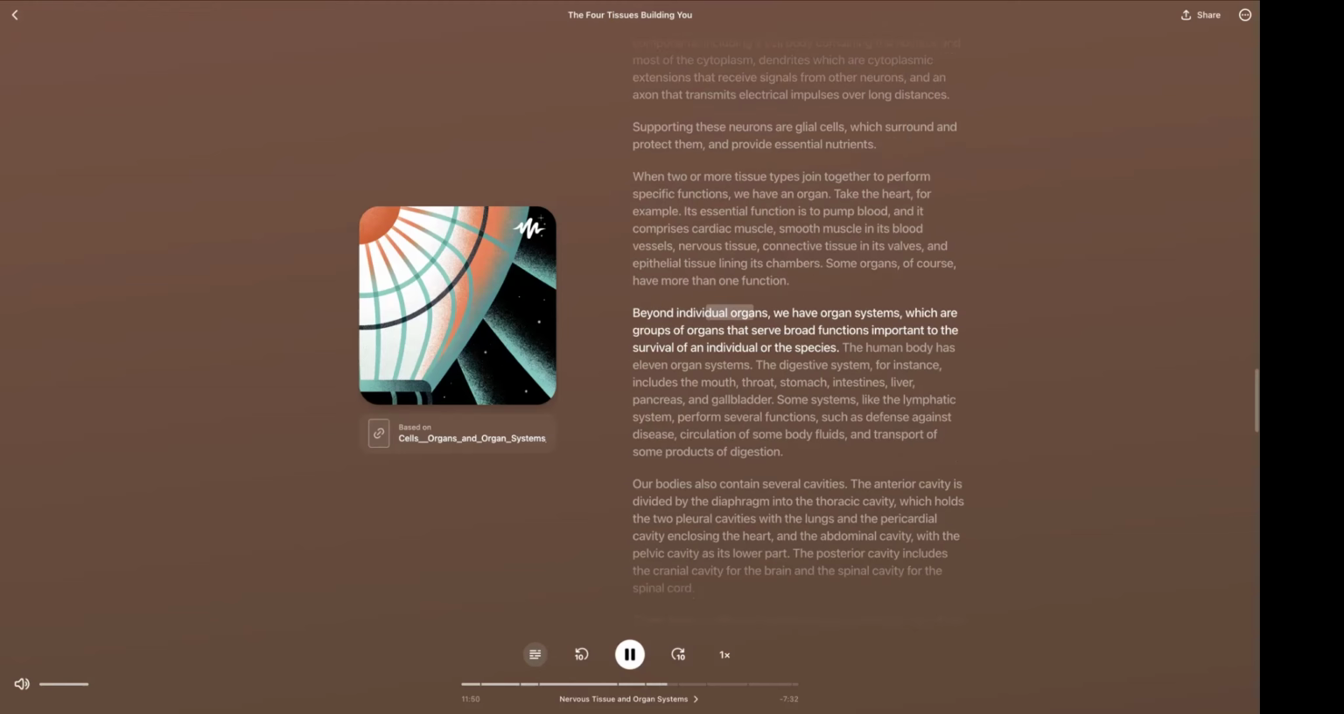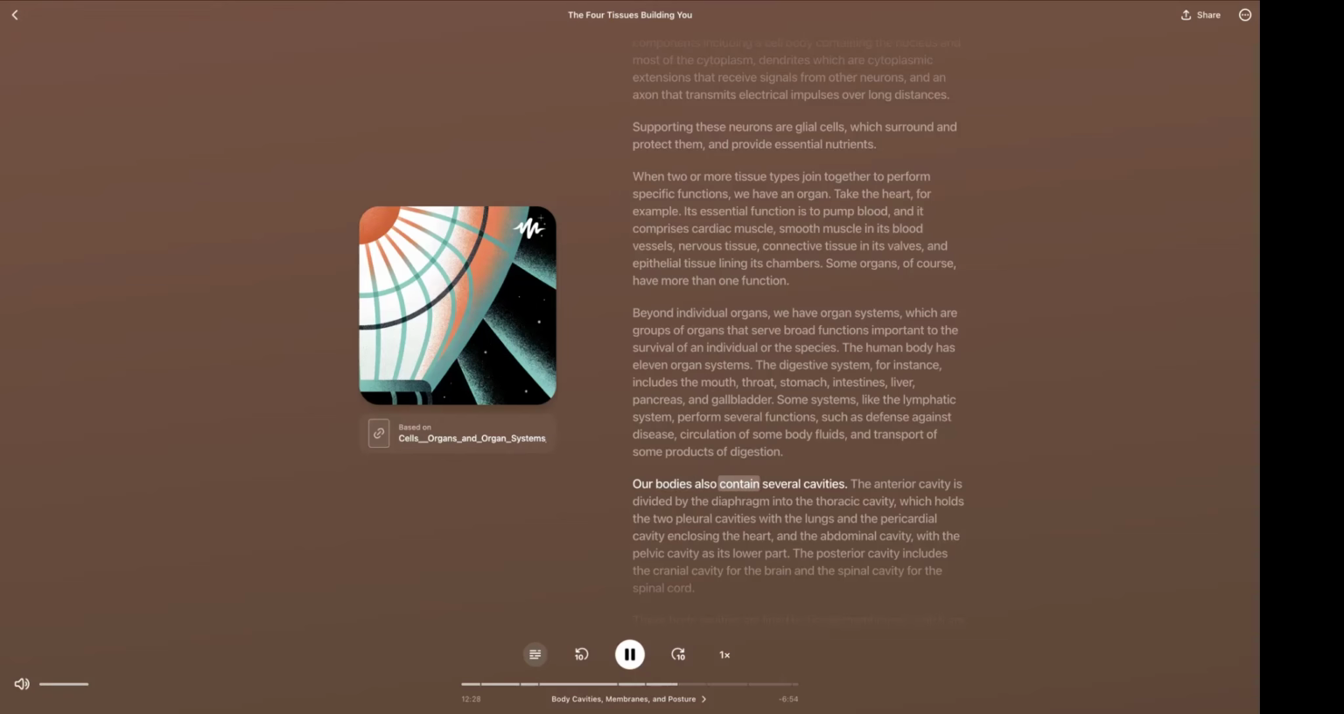Beyond individual organs, we have organ systems, which are groups of organs that serve broad functions important to the survival of an individual or the species. The human body has 11 organ systems. The digestive system, for instance, includes the mouth, throat, stomach, intestines, liver, pancreas, and gallbladder. Some systems, like the lymphatic system, perform several functions, such as defense against disease, circulation of some body fluids, and transport of some products of digestion.